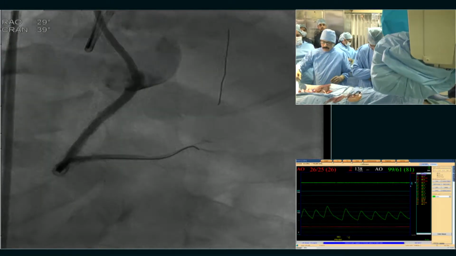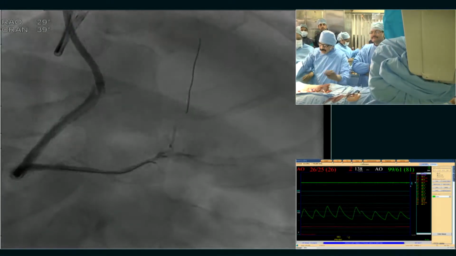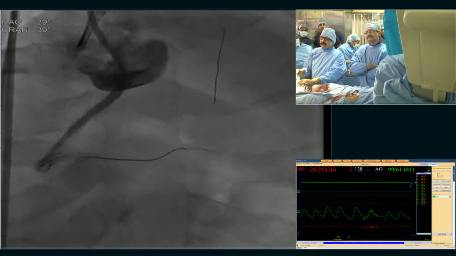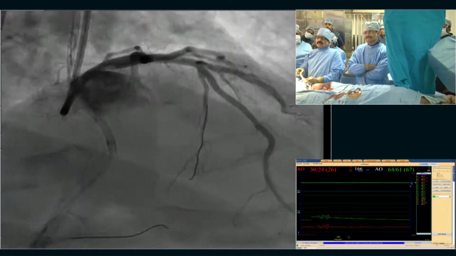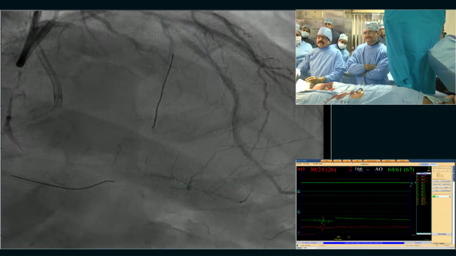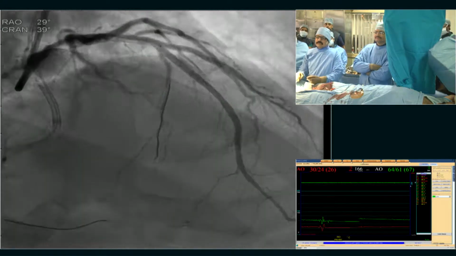So I'm coming out from the left system. I will give an injection on the left, and if you are happy with the collateral, no collateral damage as a protocol, retrograde injection. So I check the retrograde collaterals and take out the systems there. So absolutely no damage to the collateral, and the left main is clean and the systems are okay.